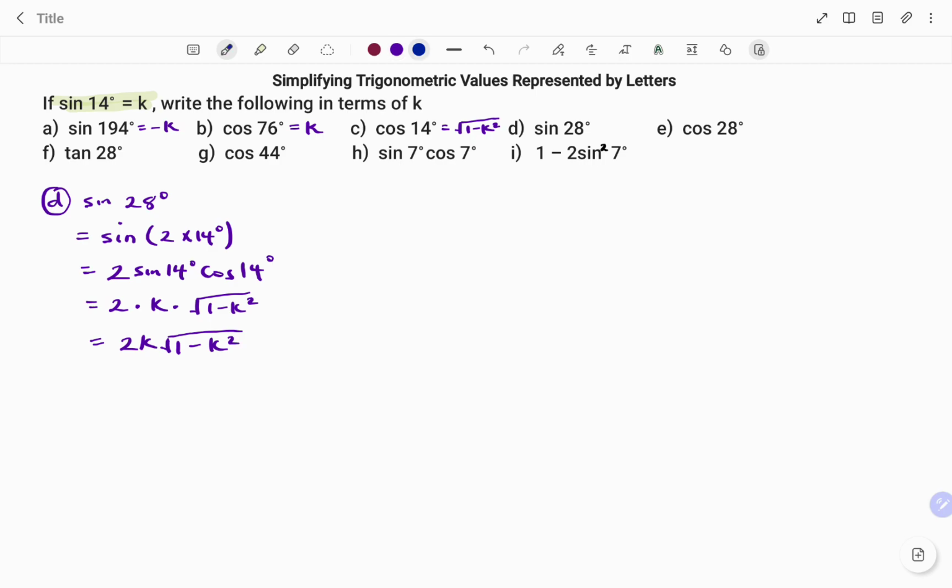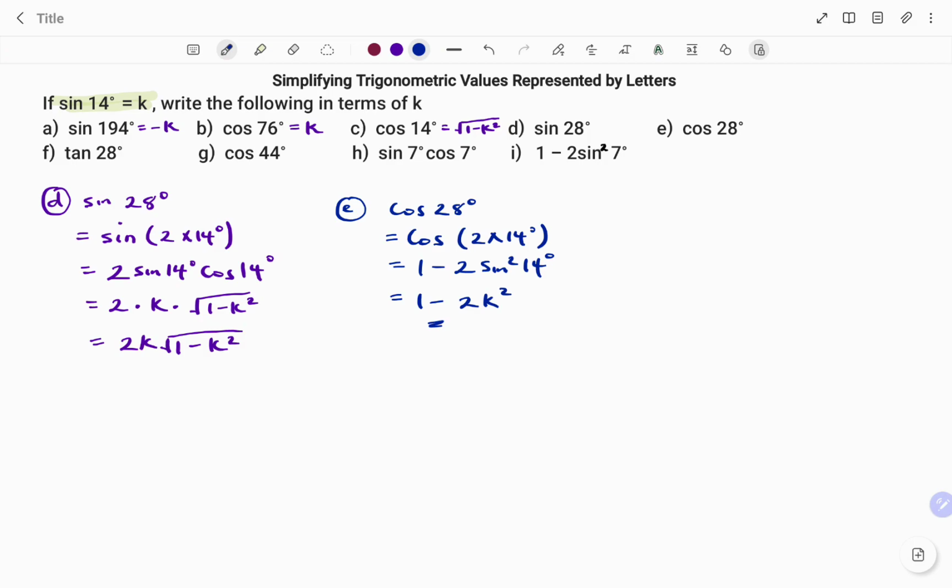For the e part, we have to find cos 28 degrees. I'm going to use the double angle also. That's equal to cos of 2 times 14 degrees. Using the double angle expansion for cos, I'm going to use the identity that says 1 minus 2 sine squared 14 degrees. We know sine 14 to be k, so that will be 1 minus 2 times k squared.